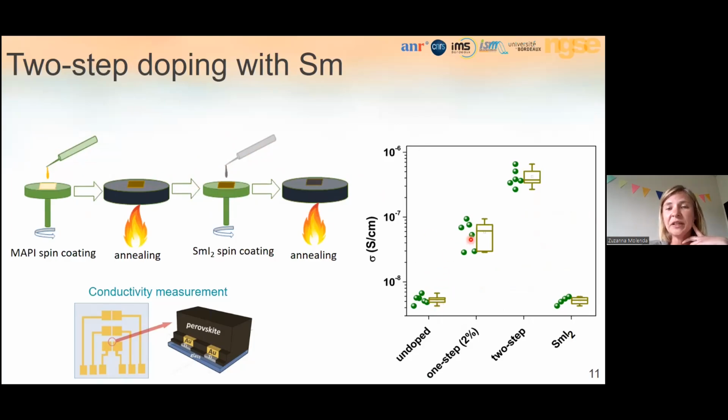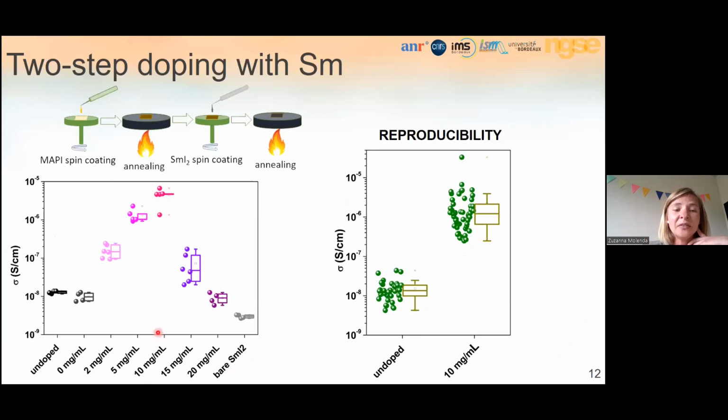The conductivity of the sample prepared that way increased by around 2 orders of magnitude compared to undoped. And also I measured as a control the conductivity of the layer of samarium iodide alone to make sure that the increase of conductivity comes from the combination of the perovskite and the dopant, and it's not just the conductivity of the dopant alone. By scanning different doping concentrations, I reached around 3 orders of magnitude increase in conductivity, and I observed the increase of conductivity in all the experiments that I performed. So it was a very reproducible method.